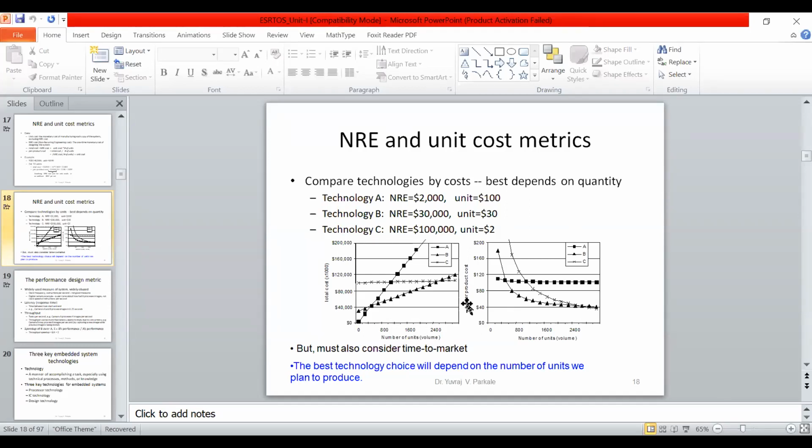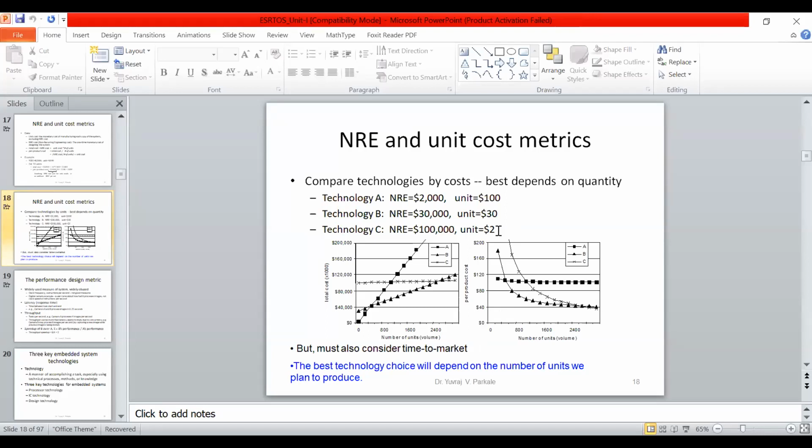Quality means we are investing more amount to get the better quality of our technology. Just see, the first part is correct, but in the second part, we have only two design metrics here, that is only NRE and unit cost. Right now, there is no issue of the quality. Either you go for technology A or B or C, the quality of your product will remain very good.